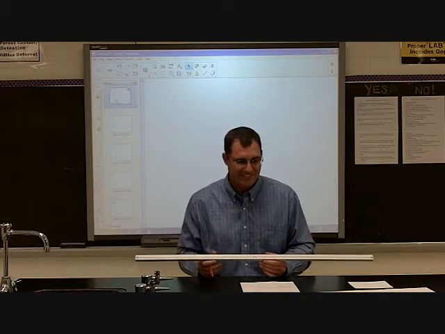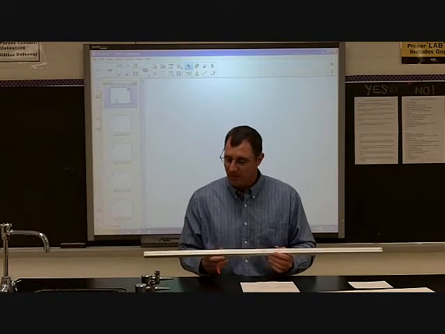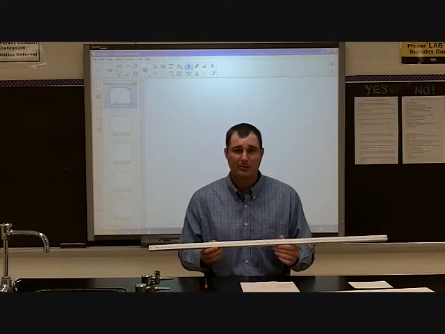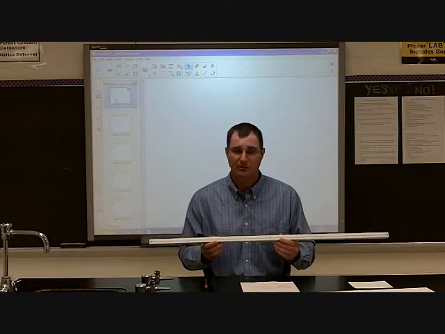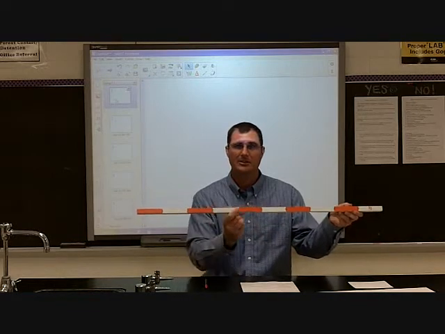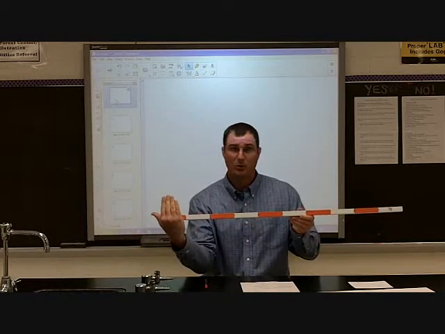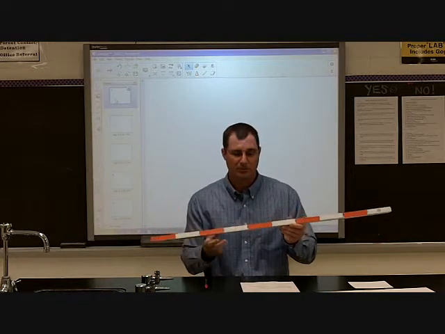So the first one is deci. Deci means 1/10. And when we say decimeter, that means it is 1/10 of a meter. In other words, this is a meter stick. There are 10 decimeters in 1 meter. And a decimeter is about the width of my hand. That's just a good reference point.